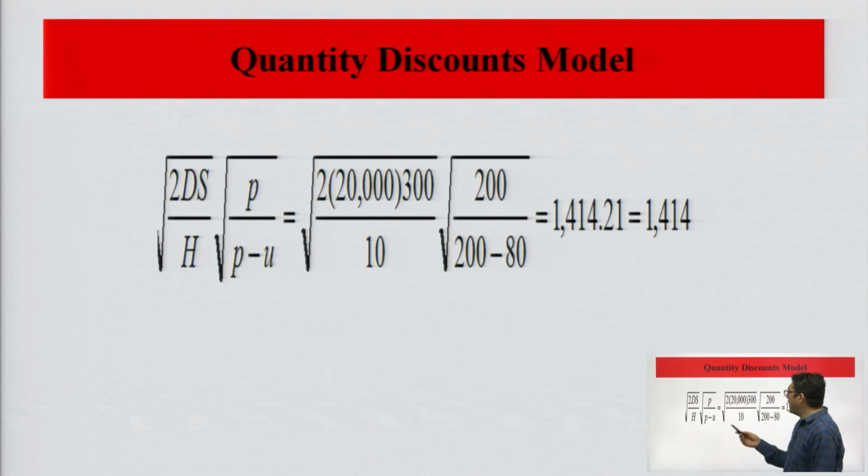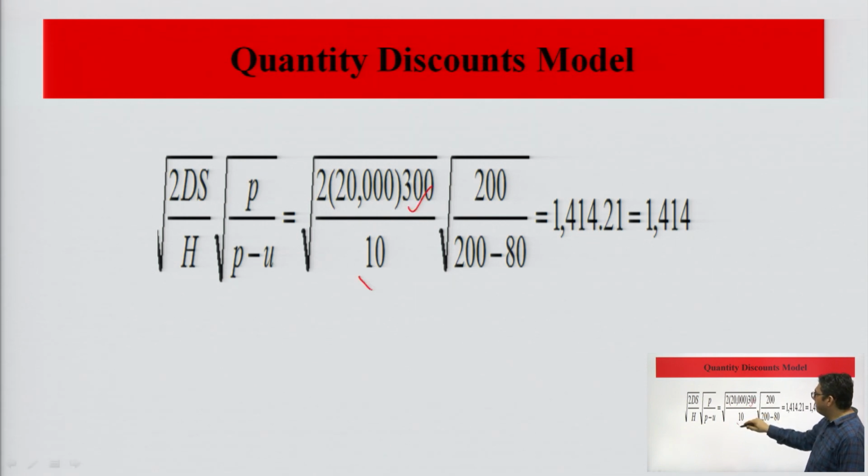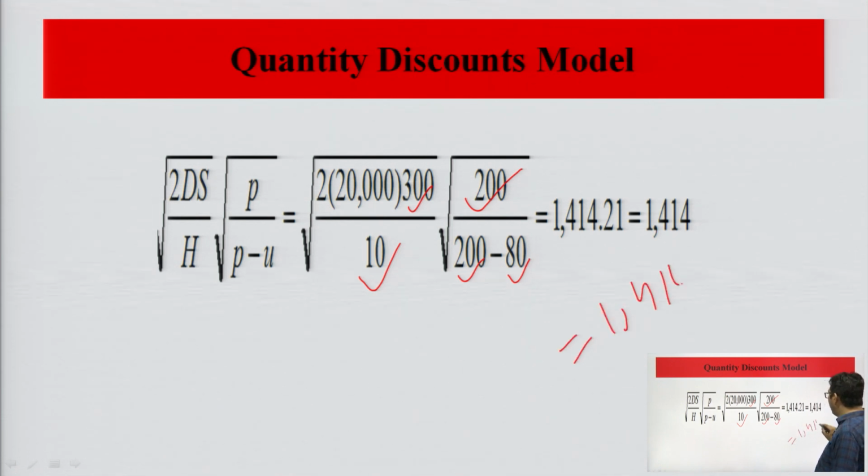It will again be 2 times 20,000 times 300, divided by holding cost, times 200 over production minus usage. So our economic production quantity, how much did it come to? 1,404.